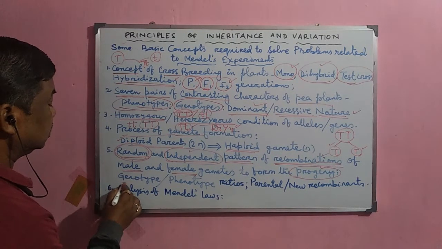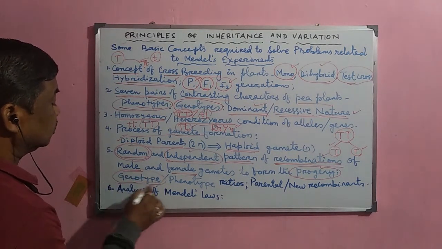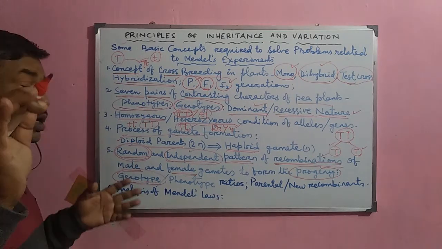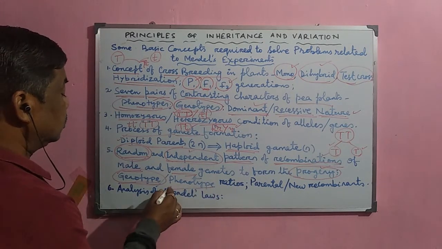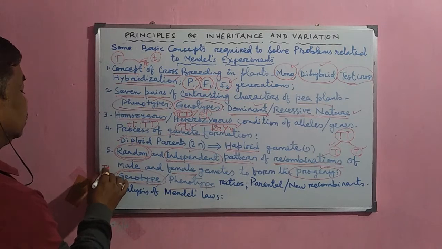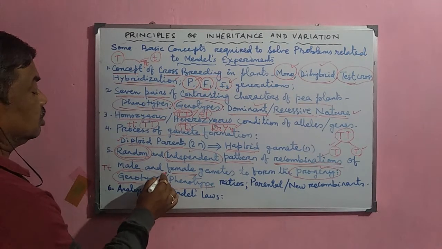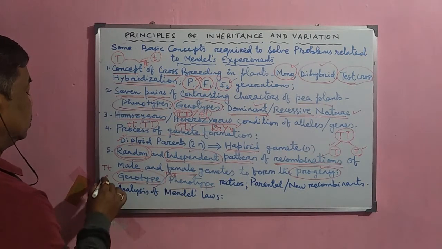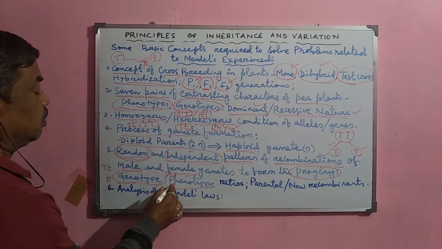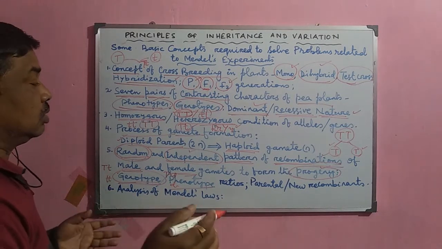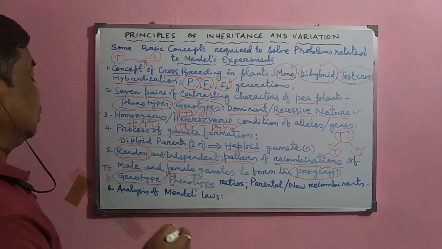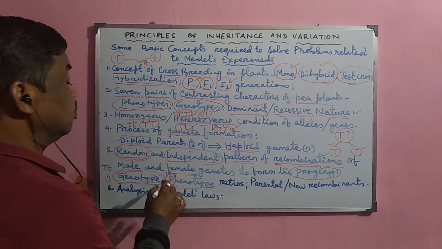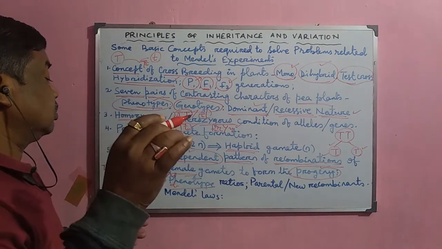Now, what is the genotype of the progeny? Then what is the phenotype of the progeny? Suppose the genotype is capital T small t, then the phenotype is the tall one. And if this is small t small t, then it is the dwarf one. Similarly round, yellow, wrinkled and so on. So this genotype and phenotype must be clearly understood and mentioned.